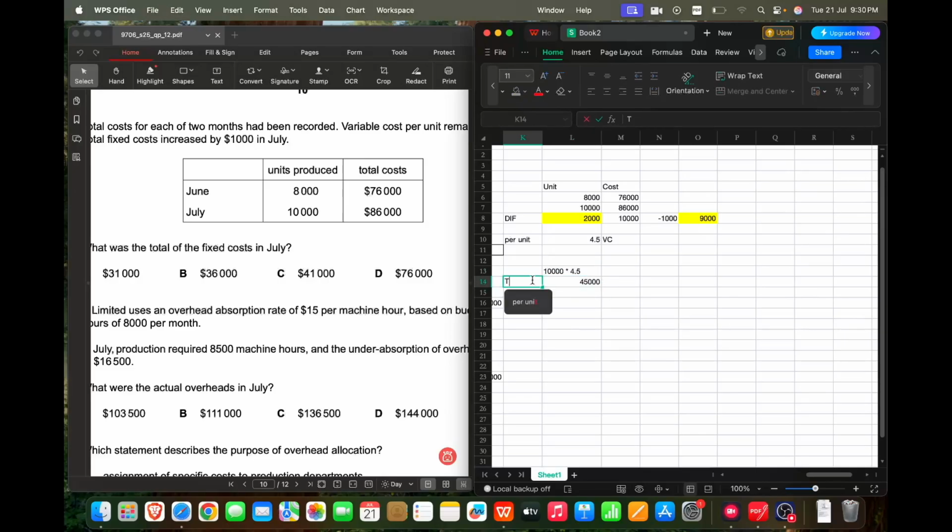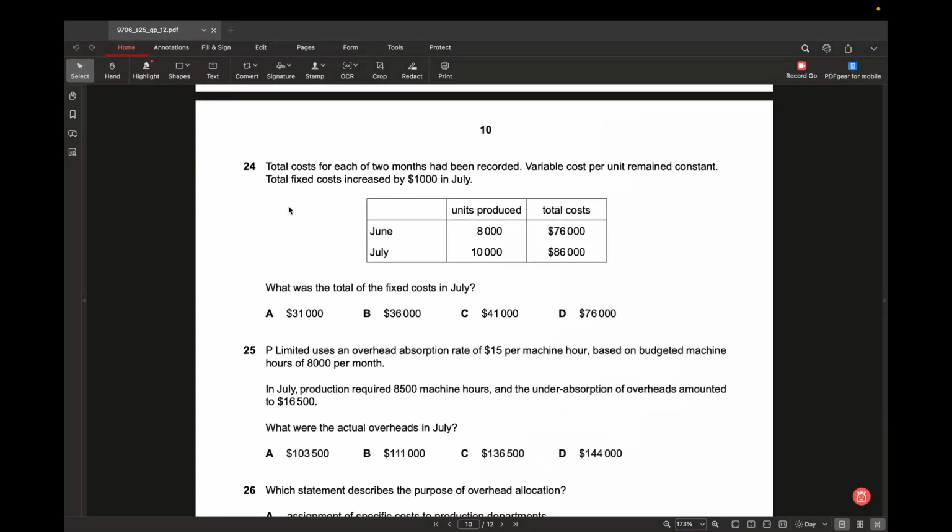And 45,000, this is your total variable cost. Okay, but altogether the amount I paid is 86,000, and my total cost out here is 86,000. That means the remaining amount is my fixed cost. Okay, so total cost minus variable cost, which is 41,000. And your correct answer out here is C, 41,000.